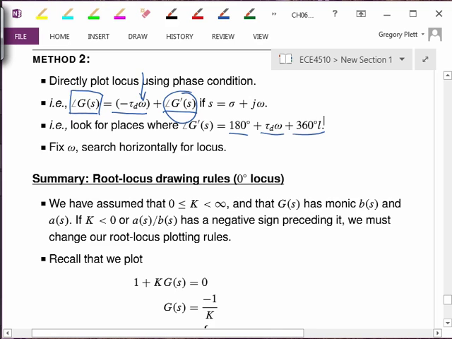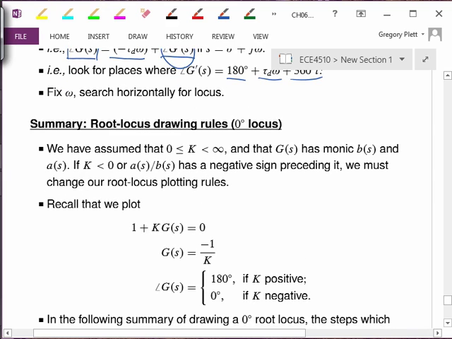And finally, we have assumed that K is between 0 and infinity, and that G(s) has monic numerator and denominator transfer functions. So if we're interested in what happens when K is negative, or if A or B have a negative sign preceding it, then we have to change our root locus plotting rules to handle that case. And the changes are not major, we just have to remember to do it. So the root locus plotting rule is still 1 plus K G(s) equals 0, or G(s) is minus 1 over K.